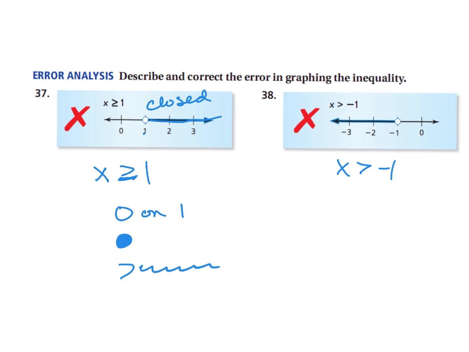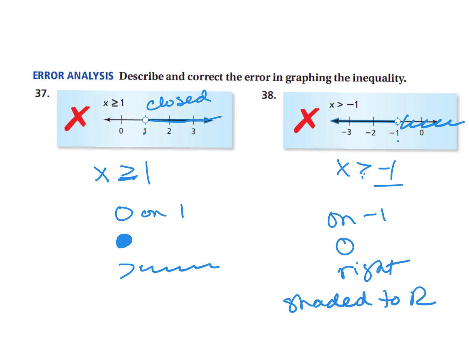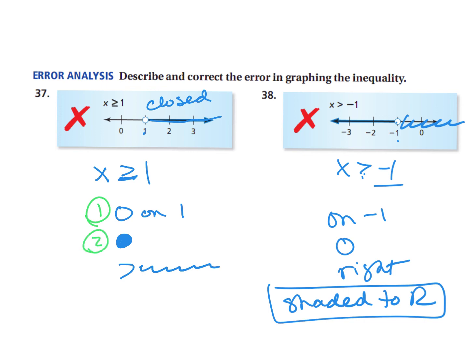So again, let's do it again. Where does the circle go? That goes on -1, which they did. Open or closed, it's going to be open because it is not equal to, which it is. And because it's greater than, it should go to the right, which it does not. So it should be shaded to the right is what is wrong with that one. Those are the 3 questions that I ask myself. Where does the circle go? Is it open or closed? And which way should I shade it?